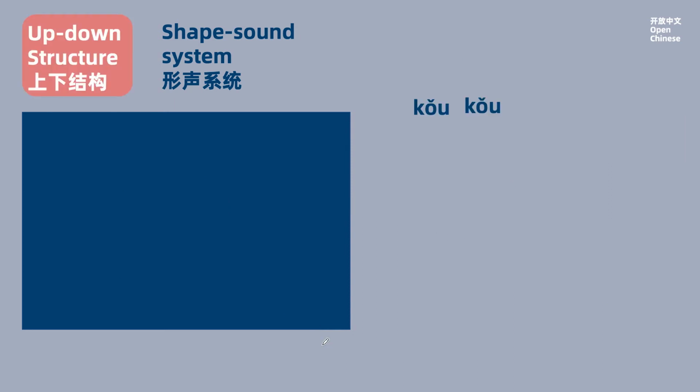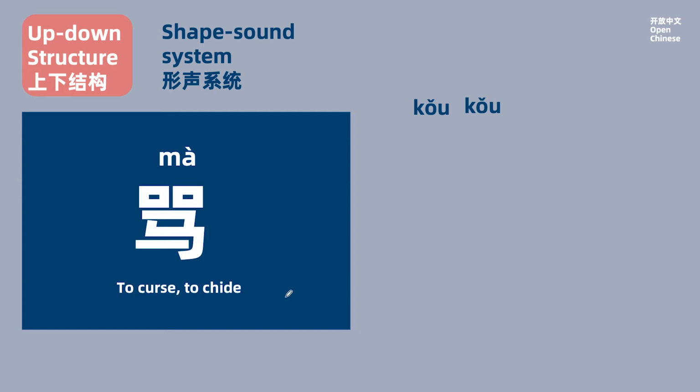Okay, next one. Ma. Okay, here we see a difference. Ma means to curse, to chide. This is not a left and right structure. We don't see a right part or a left part. We see an upper part and a lower part. The upper part is two 口, meaning two mouths, right? It gives the meaning to this character. Two mouths. What are two mouths doing? To curse, right? To chide.